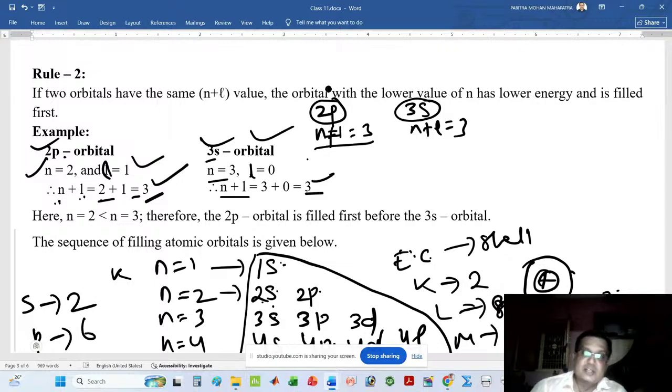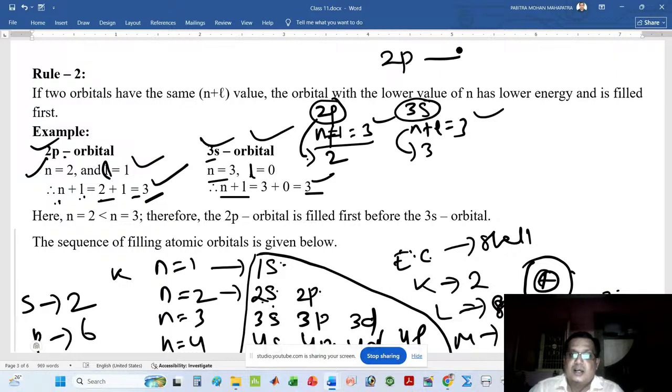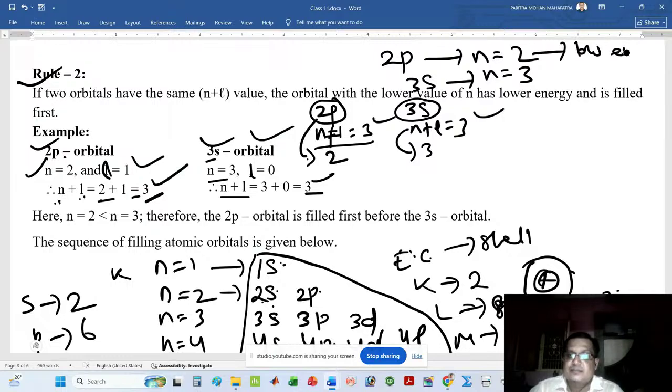Look at that. Here the n plus L value is 3, and here also the n plus L value is 3. But here the n value is what? That is 2. Here the n value is what? 3. Let me explain. For the 2p orbital, the n value is 2. For the 3s orbital, the n value is 3. So according to the second rule, the 2p orbital has lower energy. So here we can say that 2p is filled first, before 3s.